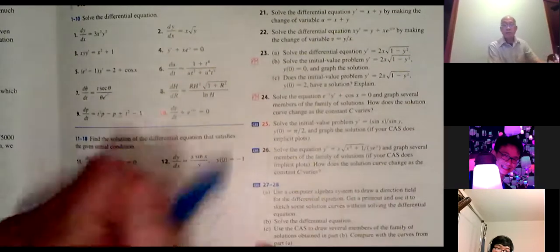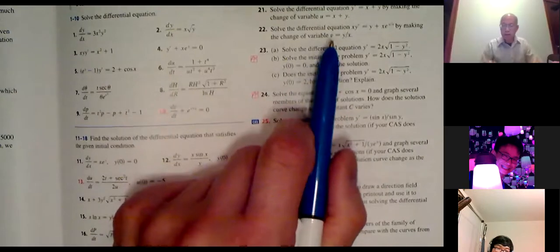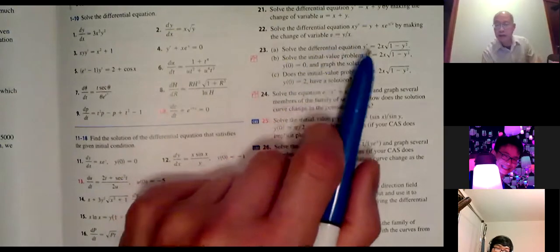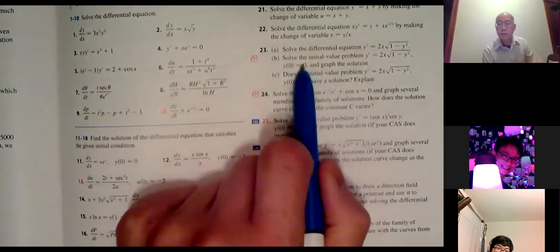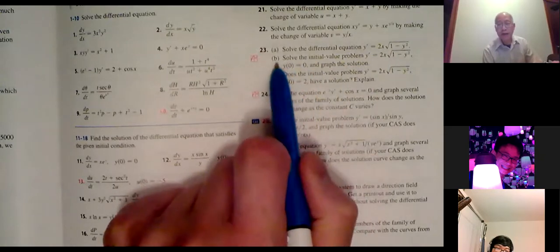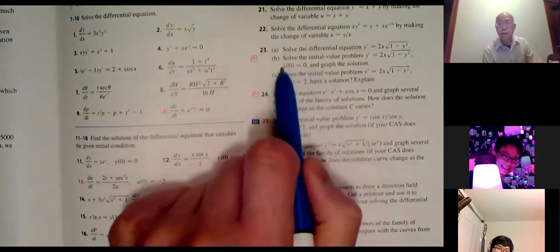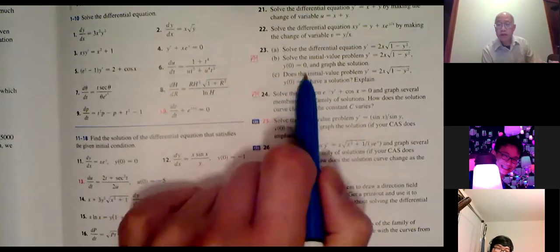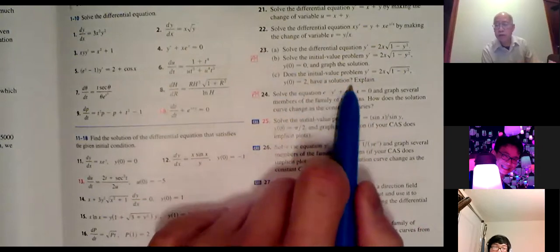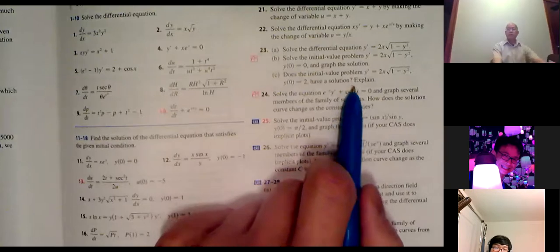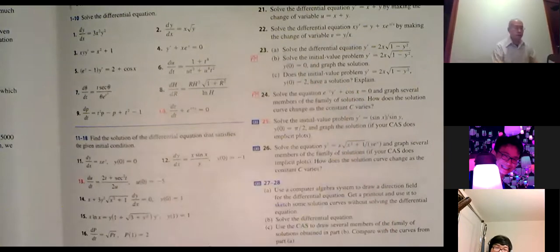That means skip part B, right. So solve the differential equation. Oh, I better double check. Is it the same as mine? Yes, this one is the same as mine. Skip B. Oh, sorry, take it back. I am going to do B, but not graph. Solve y of 0 equals 0. Does the initial value problem y of 0 equals 2 have a solution? Explain. Okay, so I will do A, B, and C, just not the graphing part.